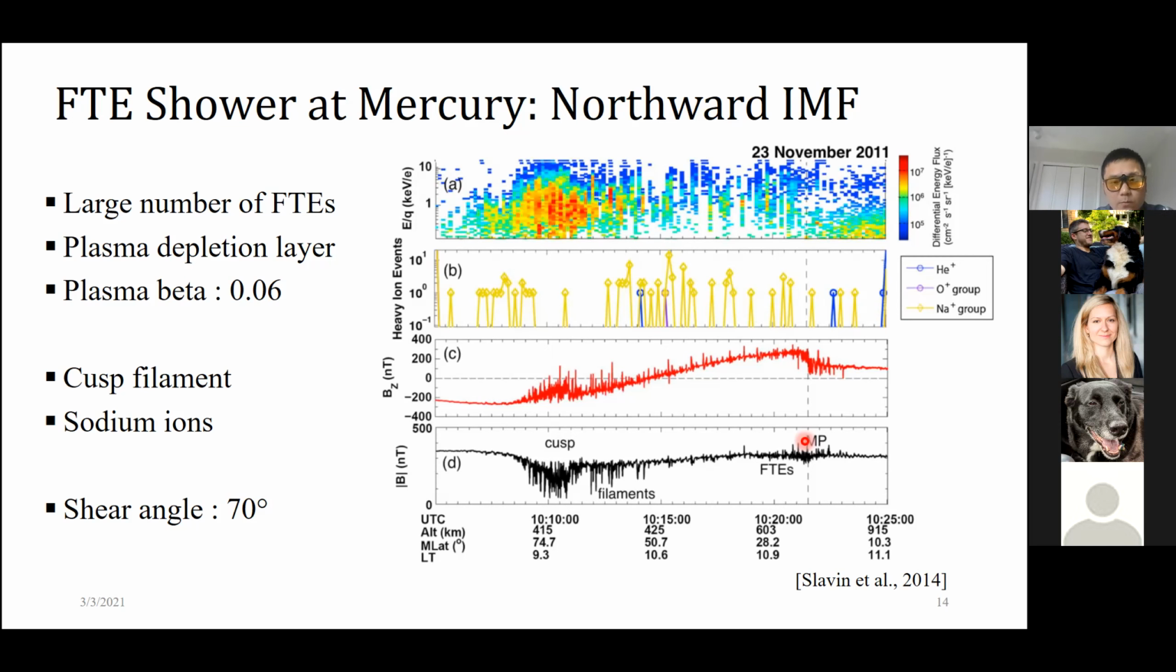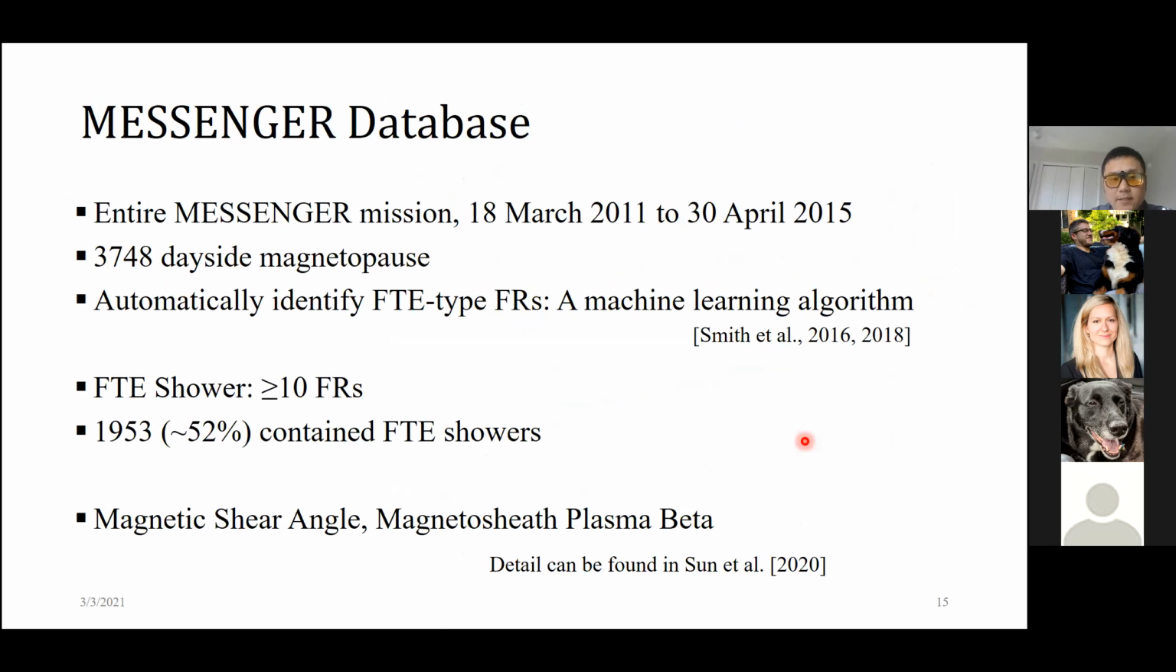Therefore, we decided to do a statistical research over the entire MESSENGER database. As we showed before, we have more than 4 Earth years, that is 16 Mercury years of measurements. So we have surveyed the entire MESSENGER region, and we found 3,748 dayside magnetopause crossings.